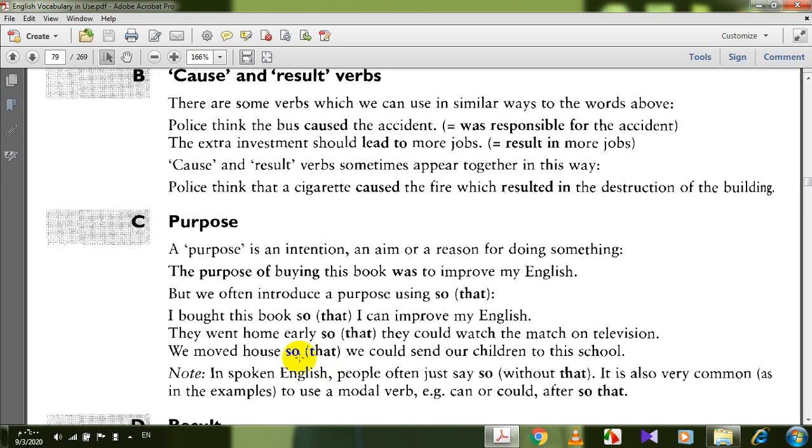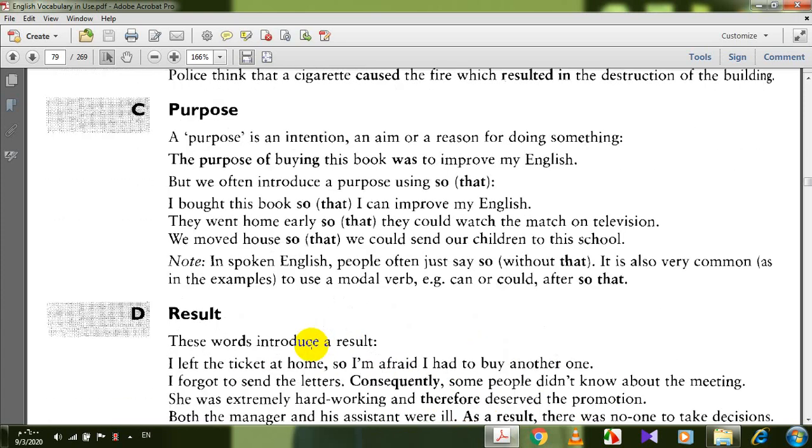We can use so without that. Note that in spoken English, people often just say so without that. So it is okay to say we moved house so we could send our children to this school. But it is also very common to use a modal verb like can or could after so that, and sometimes may. Good.